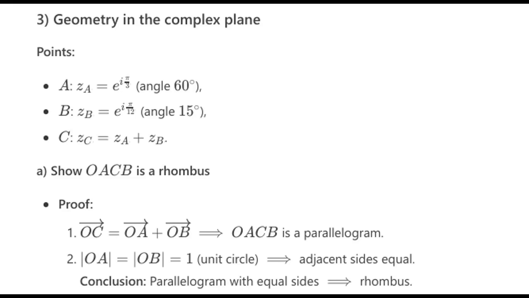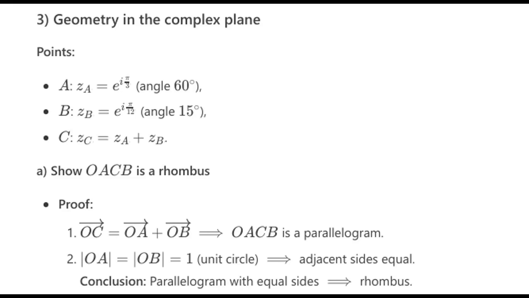Part 3, geometry in the complex plane. We are in the complex plane with an orthonormal coordinate system. Point A has affix e to the i pi over 3. B has affix e to the i pi over 12. C has affix a plus b. Question A, show that OACB is a rhombus.